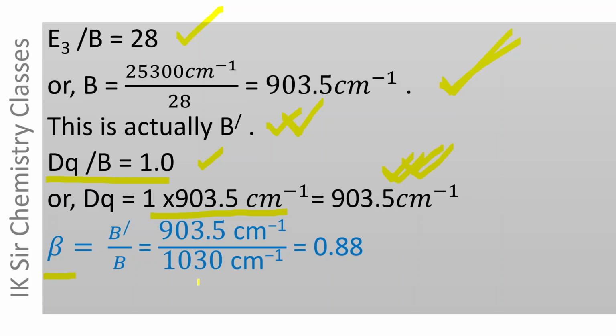903.5 centimeter inverse divided by 1030 centimeter inverse. This value has been given in the table in the previous videos. This is inter-electronic repulsion parameter in free Ni2+ ion, and this is inter-electronic repulsion parameter of Ni2+ ion in [Ni(H2O)6]2+ ion, and this ratio comes to be 0.88. Thus, we can calculate the Racah parameter, crystal field splitting parameter, and Nephelauxetic parameter with the help of TS diagrams.